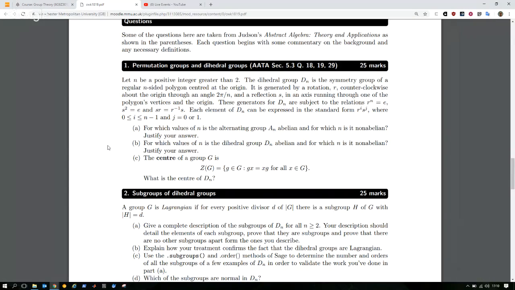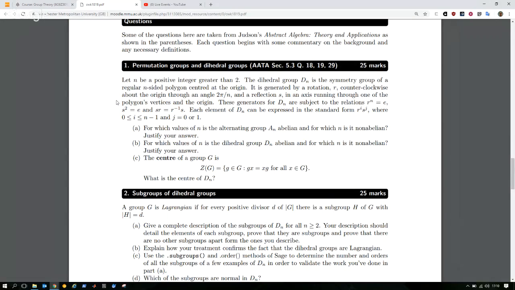So this is some text about what D_n is and what A_n is, maybe. But you know that from the lectures, what the alternating group is, the permutations. The question asks you to say for which n it's abelian, so any 2 elements commute, and for which n it's not.